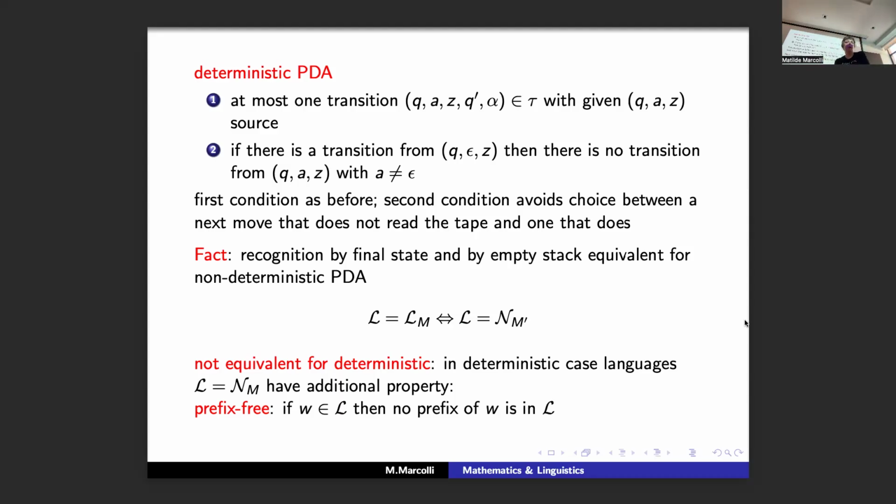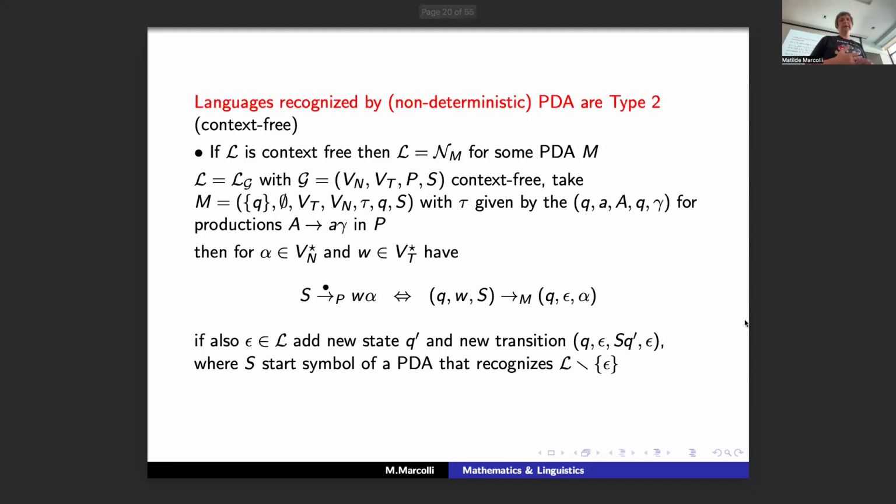And if you allow for the non-deterministic case, then recognition by final state and recognition by empty stack are equivalent. So you don't have to really distinguish between the two. They compute the same languages. But if you want to stick to the deterministic case, the recognition by empty stack has additional properties, and I won't get into details of distinguishing.